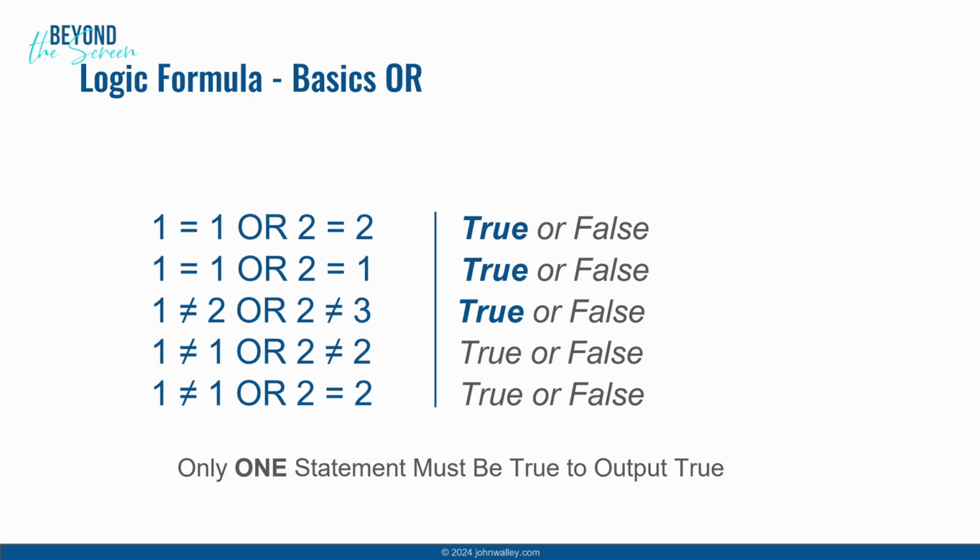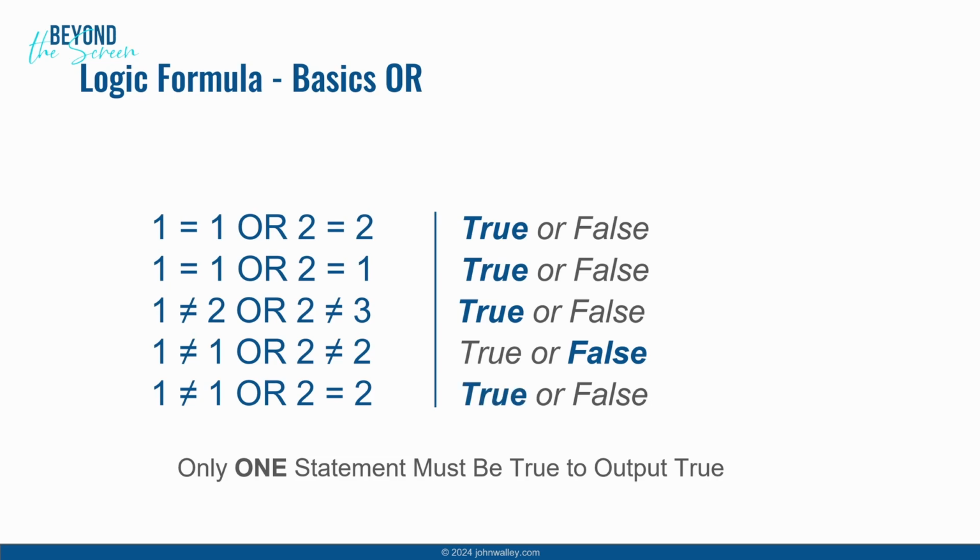Now the next condition we have is 1 is not equal to 1, which is a false statement, and 2 is not equal to 2, which is also a false statement. So in this scenario, because we don't have any conditions that are true, the overall statement is false. And then finally, we have 1's not equal to 1, which is false, or 2's equal to 2, which is true. Because 2 equal 2 is a true statement, it makes the overall condition true.